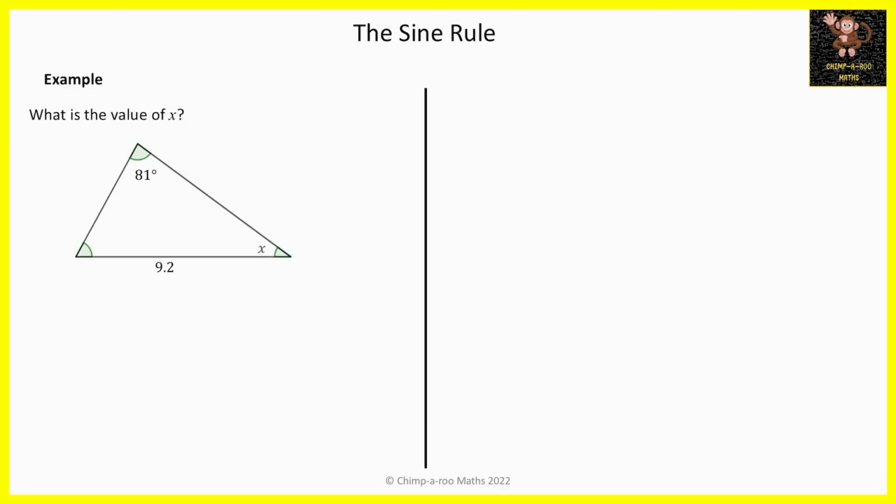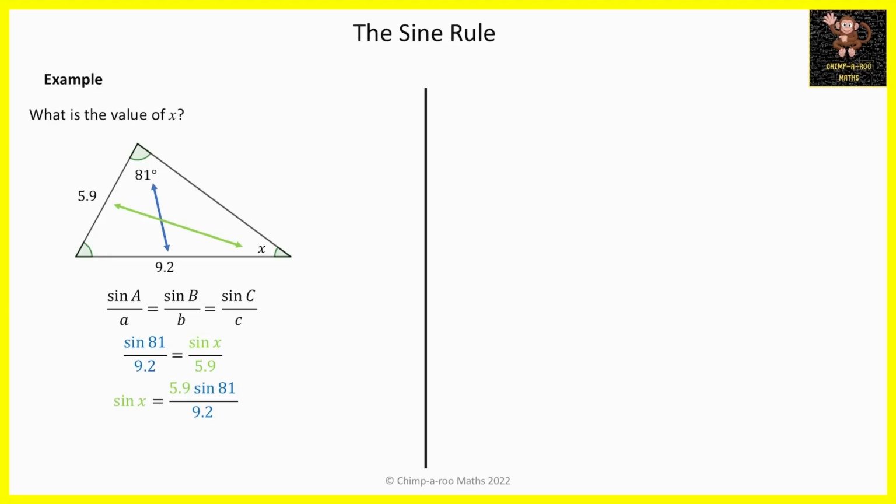Okay, this time we're going to try and find a missing angle. We use the same formula, but just to make things a little bit easier with our rearranging, we can turn it all upside down. So we can have sine A over a equals sine B over b equals sine C over c. Again, draw on your arrows. So x is opposite 5.9, 9.2 is opposite 81. Pop those in. Sine 81 divided by 9.2 is sine x over 5.9. That gives us sine x as 5.9 sine 81 over 9.2. Put that into your calculator, then use the inverse sine function to find that x is 39.3.